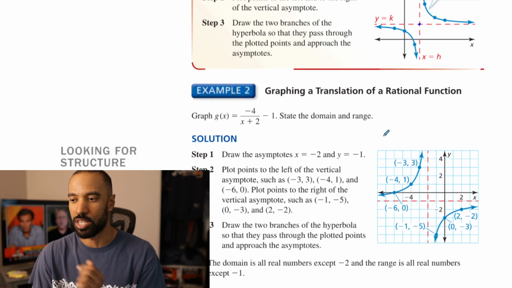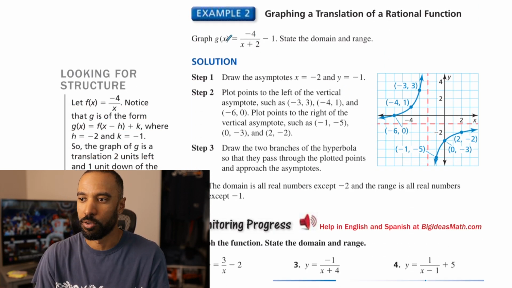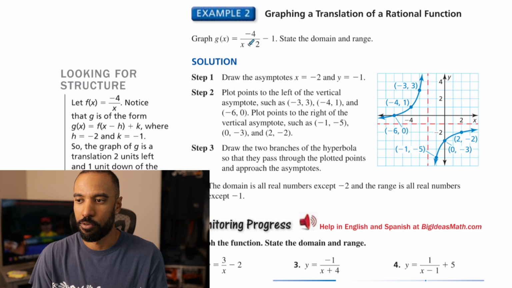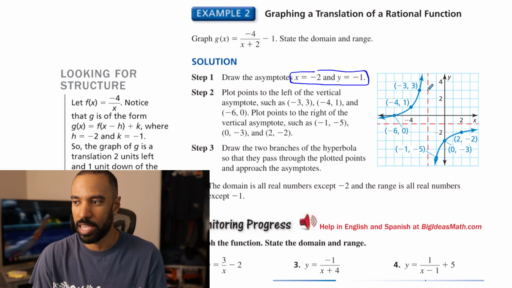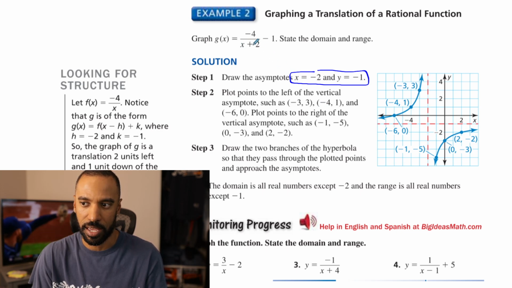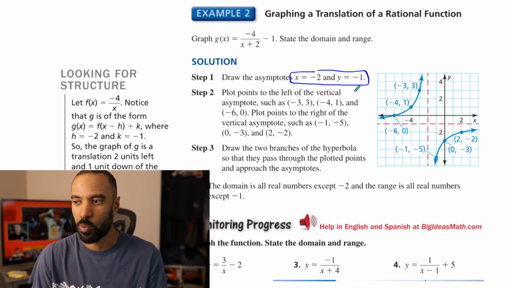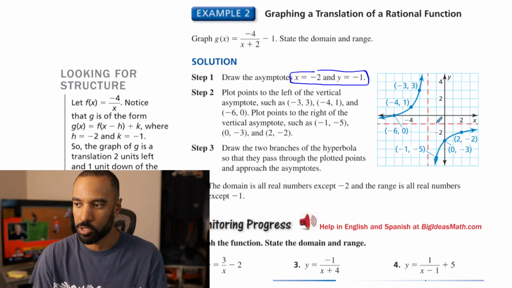Let's see if we can use this example as this scenario unfolds. Graph g of x equals negative 4 over x plus 2, minus 1. They first draw the asymptotes at x equals negative 2 and y equals negative 1. Keep in mind negative 2 is the opposite of the h; x plus 2, it's negative 2. And the minus 1 is the same. So x equals negative 2 is the vertical asymptote. Remember, it is a vertical line. y equals negative 1 is there.